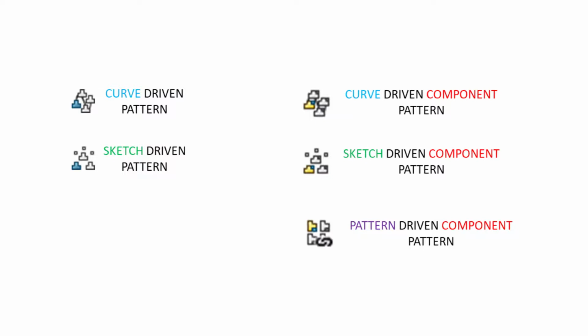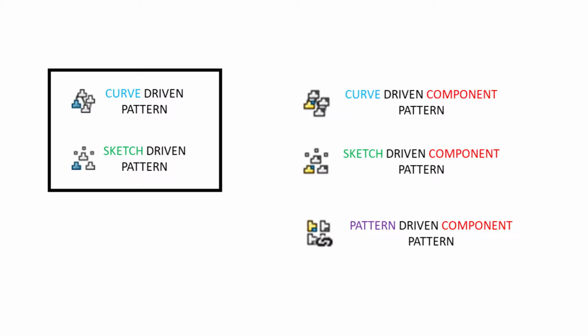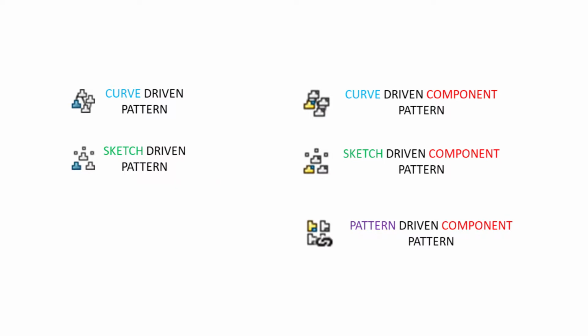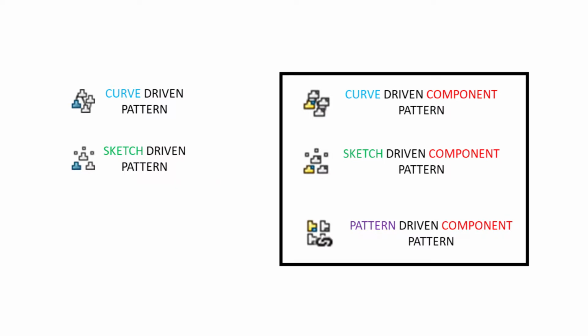Let's take a look at what are these 5 patterning tools. 2 of them are patterning tools used for patterning features at the part level: the curve-driven pattern and the sketch-driven pattern. 3 of them are patterning tools used for patterning components at the assembly level: the curve-driven component pattern, the sketch-driven component pattern, and lastly, the pattern-driven component pattern.